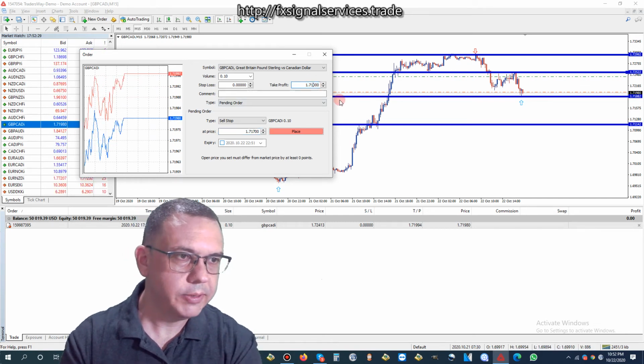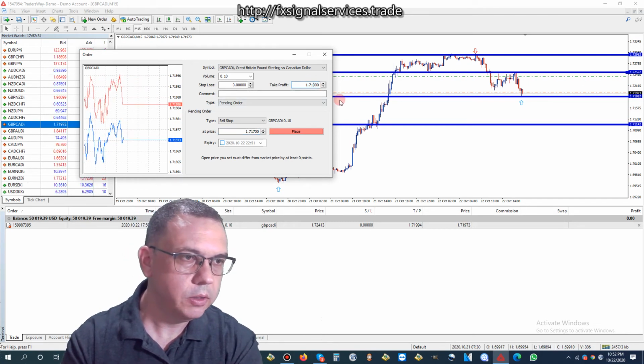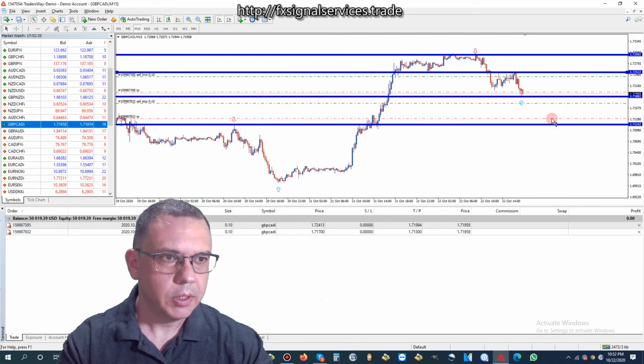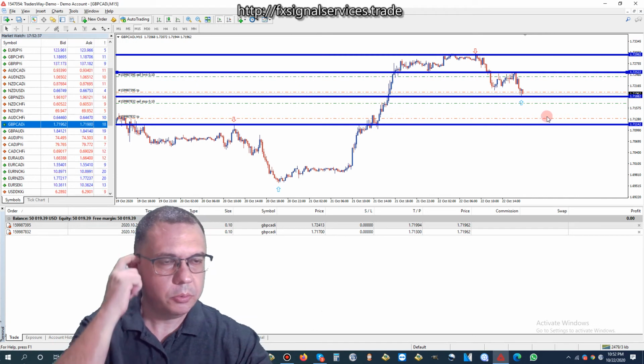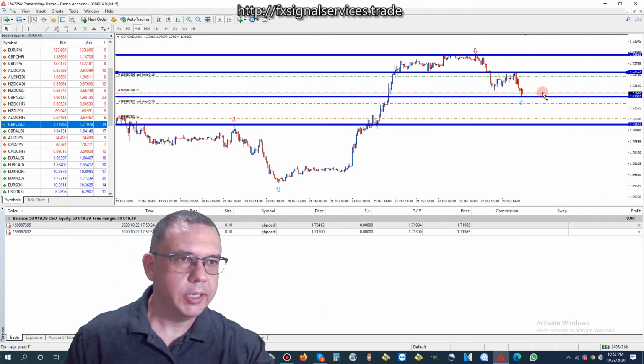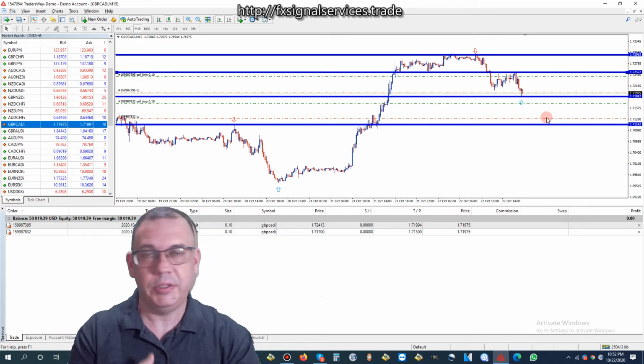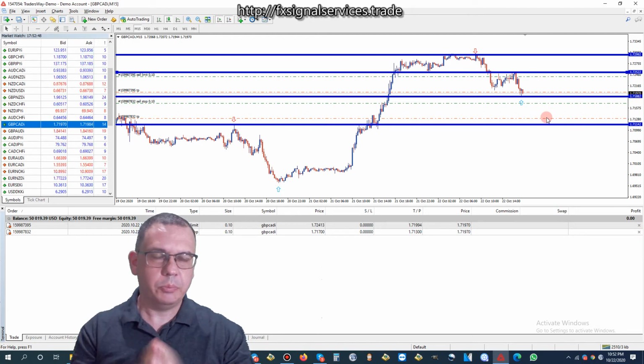All right, and take profit. I'm going to put it at 1.71300. That should give me 400 pips in total profit. Okay, as you can see here, 400 pips in total profit. So again, we're looking at about 400 pips here, 400 pips there. So that's over 800 pips in total profit. All right, excellent setup right here.